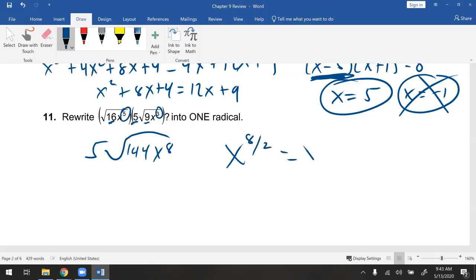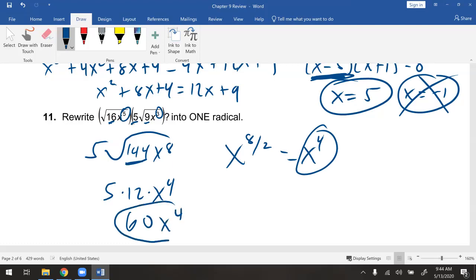If I divide that by 2 and it's a whole number, that comes out. If there's a decimal, there's an x left inside the radical. So the square root of 144 is 12, so it's 5 times 12 times x to the power of 4, and 12 times 5 is 60. So 60x to the 4th. Voila, that's it.